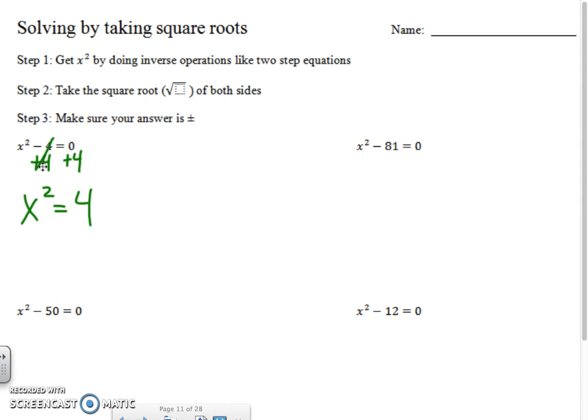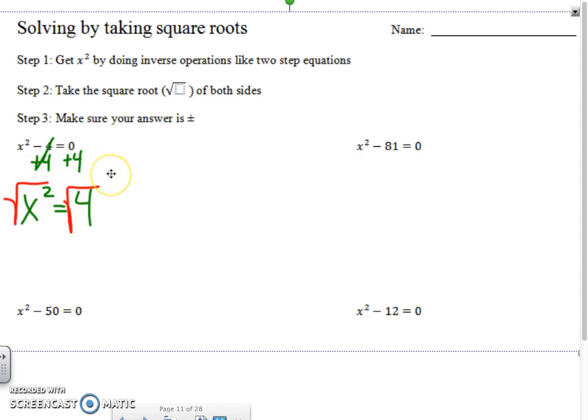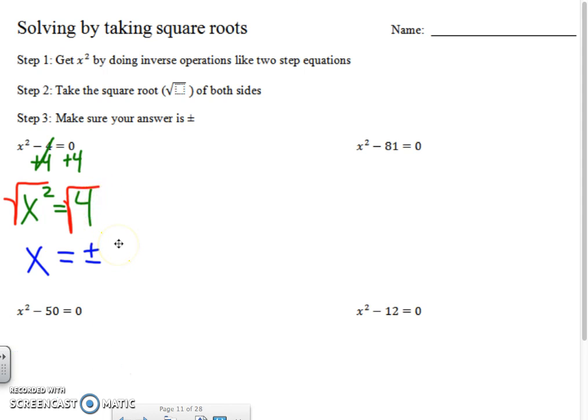The next thing I'm going to do is take the square root of both sides. So this is our square root sign. Okay. And a square root and a squared are going to cancel each other out. They're inverse operations. And so you're going to be left with an x. And then you're going to write plus or minus because you're taking the square root of something. And the square root of 4 is 2. So our answer would be x equals plus or minus 2.